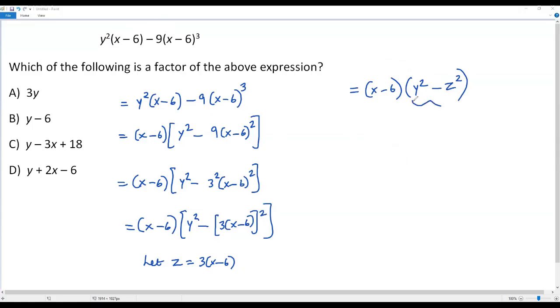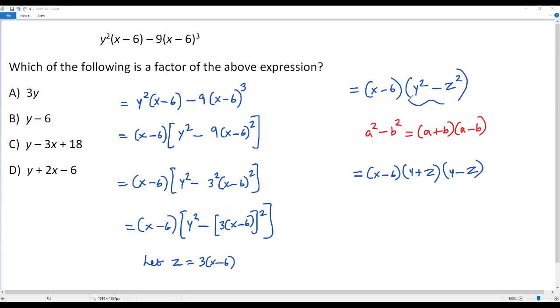Now we can factor this difference of two squares. For that, let me consider the algebraic identity a squared minus b squared. This is called the difference of two squares. Whenever we have a difference of two squares in this form, it can be written in factor form as (a + b) times (a − b). Comparing, we get y in the place of a and z in the place of b. So we write y in the place of a and z in the place of b. Then we get (x − 6) times (y + z) times (y − z).